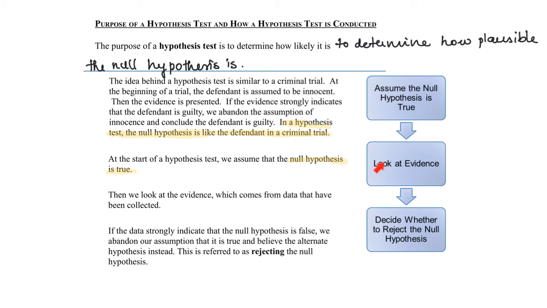So the overall procedure is we assume that the null hypothesis is true, then we look at the evidence, then we make a decision whether to reject the null hypothesis or not. If the data provides strong evidence against the null hypothesis, we reject it and believe the alternate hypothesis. While stating a conclusion, you need to conclude in an entire sentence. You cannot simply say that we reject the null hypothesis.